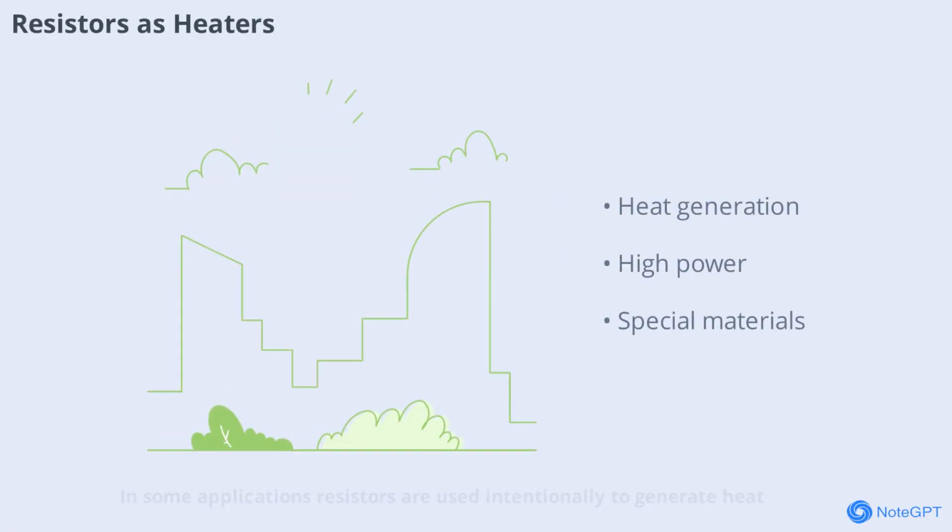In some applications, resistors are used intentionally to generate heat. For example, in electric heaters, toasters, and certain sensors, the heat produced by current flowing through a resistor is harnessed for a useful purpose. These resistors are designed to handle higher power and are built with materials that can withstand elevated temperatures.